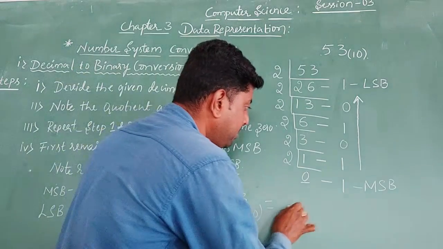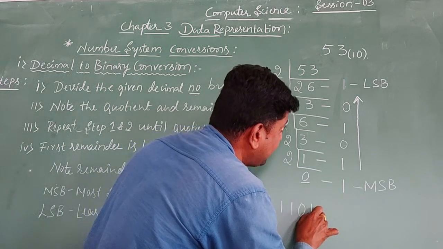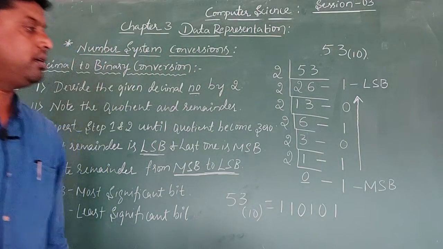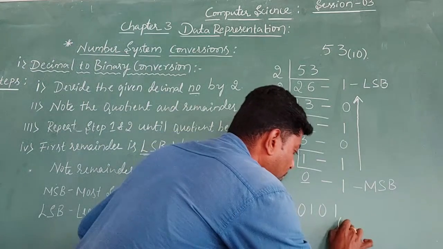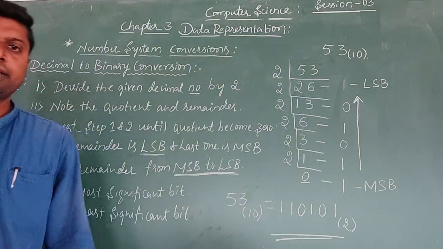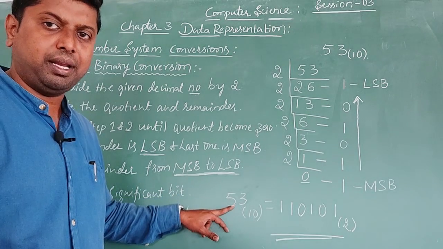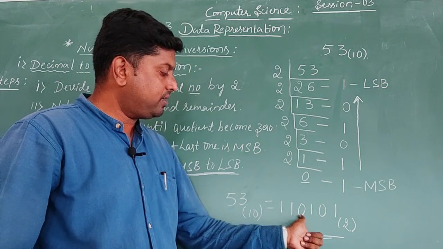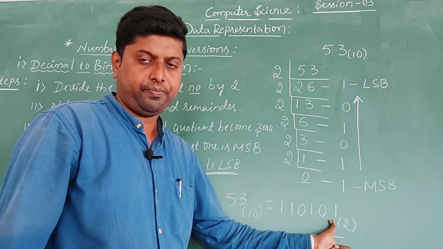Okay, 1 1 0 1 0 1. This should be one binary number. See, 53 is a decimal number. Now 110101 will be the binary number.